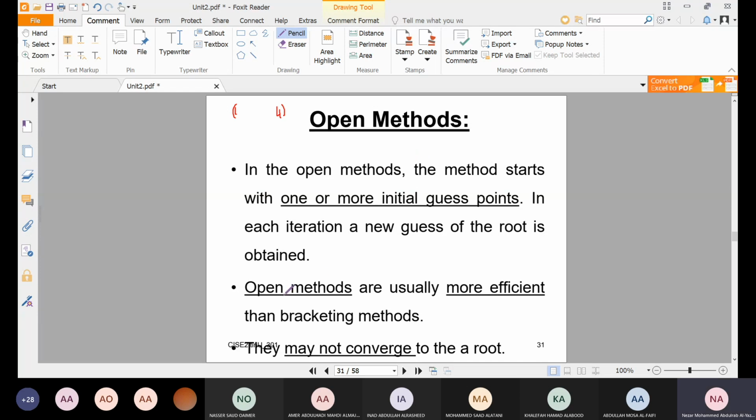So usually the open methods are more efficient than the bracketing methods. And they may not converge to the root. Sometimes this is also a problem with the open methods.